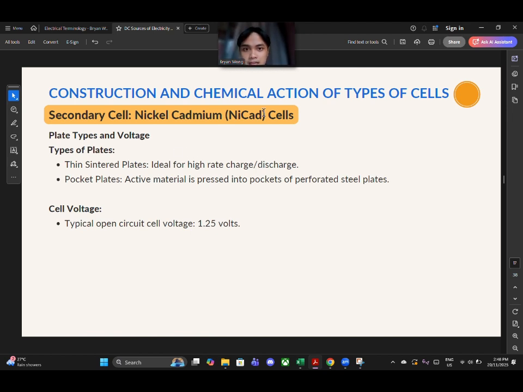Okay, so for nickel cadmium cells, the types of plates include thin sintered plates. Thin sintered plates are usually ideal for high rate charge or discharge. The other type of plate is the pocket plate, where active material is pressed into pockets of perforated steel plates. Next, how about the cell voltage for a nickel cadmium cell? In a typical open circuit, the cell voltage is up to 1.25 volts.